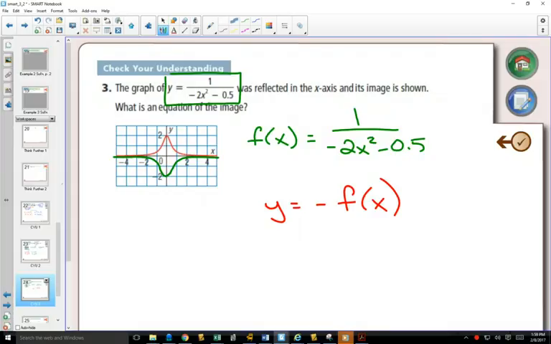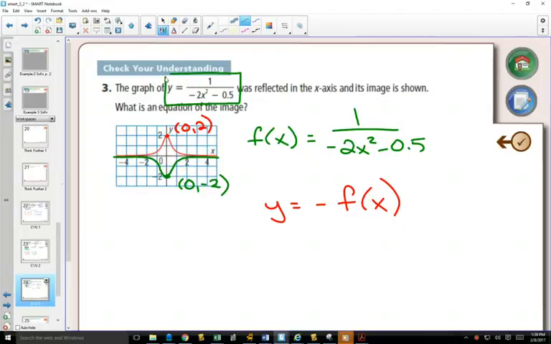Because what's happened is, when we flip over our x-axis, our y values have been multiplied by a -1. For example, on our original graph, can you see that you have the point 0, -2? And on our red graph, we have the point 0, 2. So it's our y values that are getting multiplied by a -1. Things that affect our y values are outside of our function.